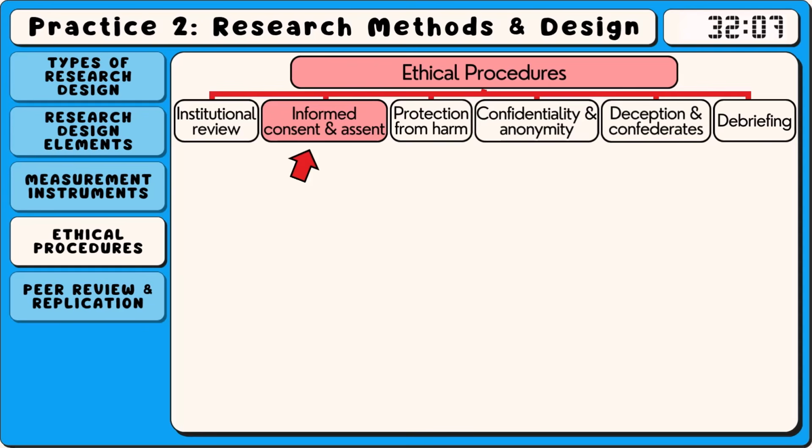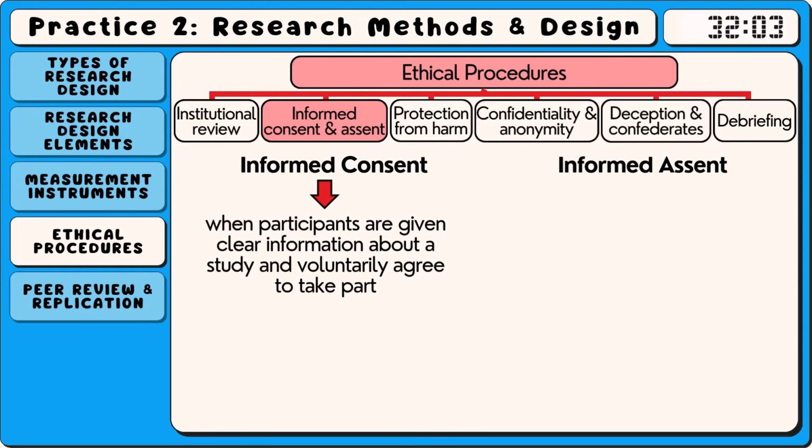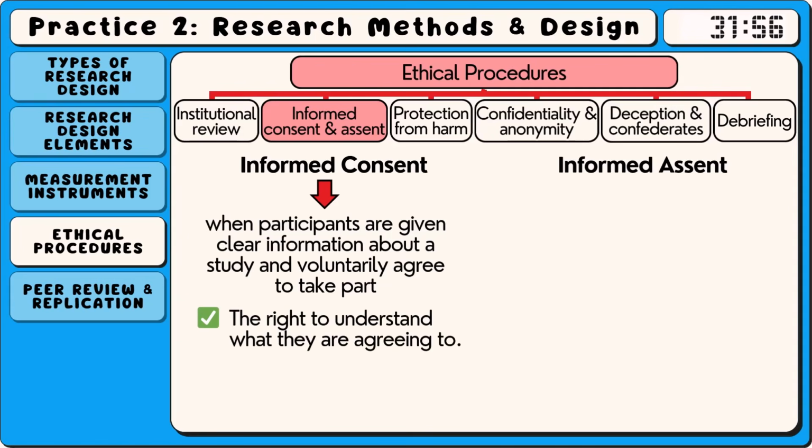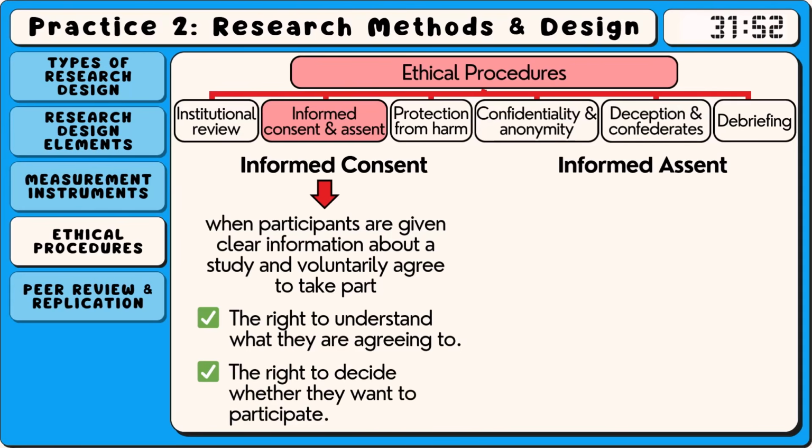So, let's look at the next one. It's called informed consent and assent. Informed consent is when participants are given clear information about a study and voluntarily agree to take part. This is important because participants have the right to understand what they're agreeing to and the right to decide for themselves whether they want to participate.